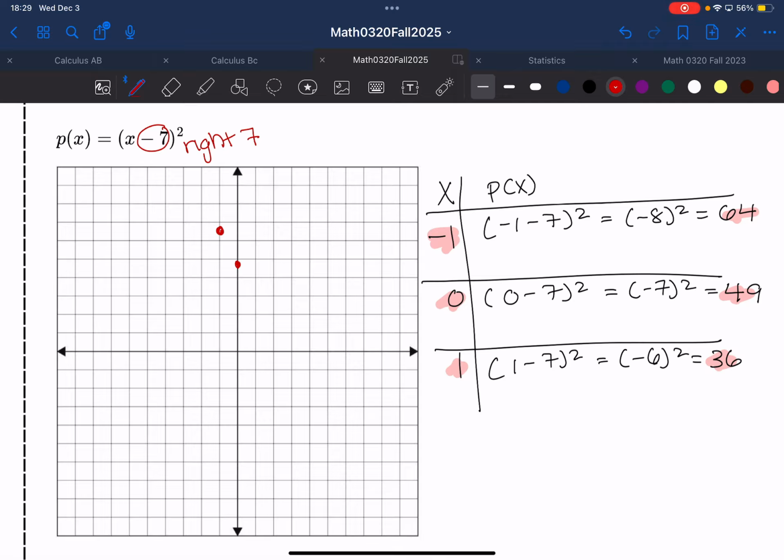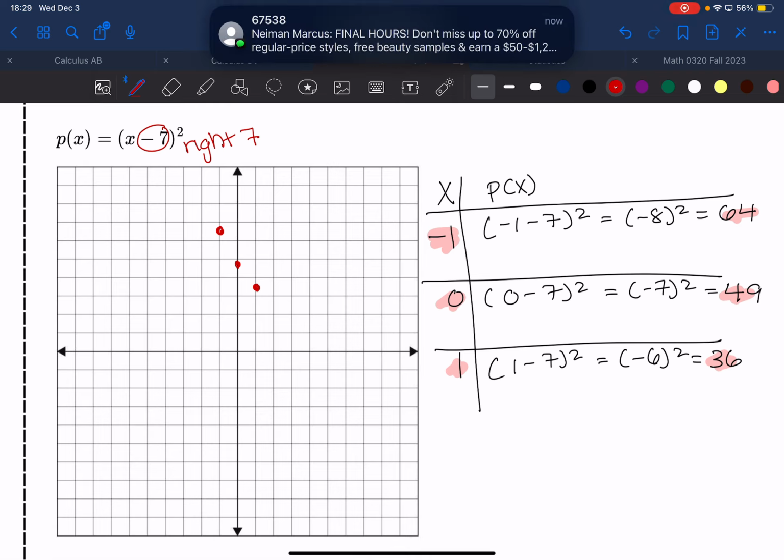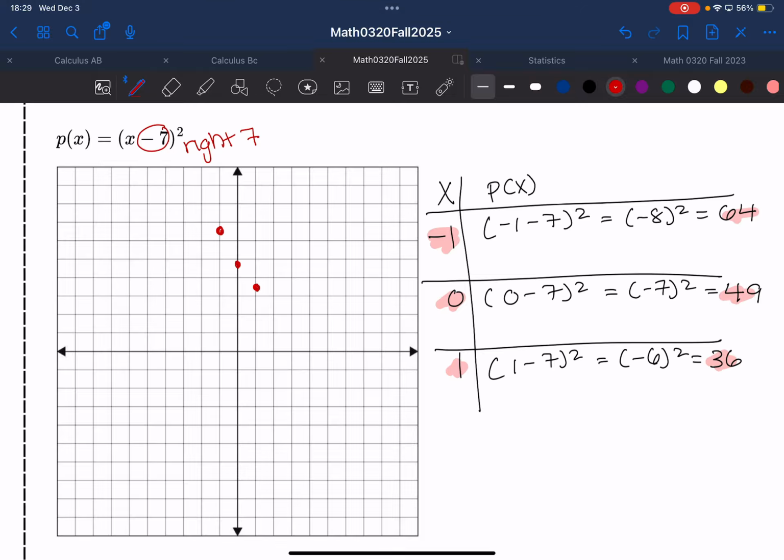1, 2, 3. That's a great question. Is it opening down or is it opening up? Up. How do you know? So the A value is positive. And what's the A value in this case? 1. So that tells us that this is not going to be our vertex.